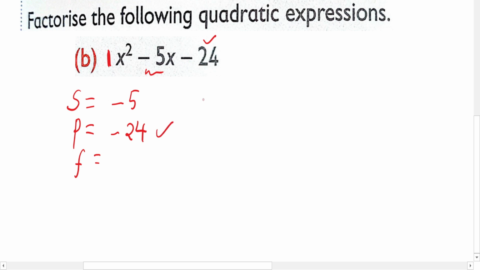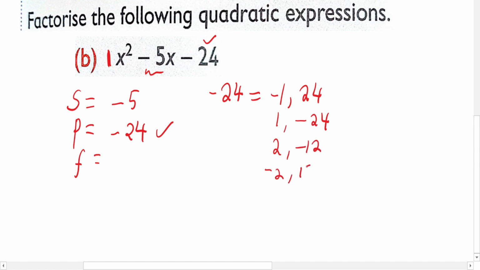Now let's find the combinations for negative 24. We have a lot of combinations. If you multiply two numbers to give you negative 24, those numbers can be negative 1 and 24, or 1 and negative 24, or 2 and negative 12, or negative 2 and 12. Let me write it on the right side: 3 and negative 8, negative 3 and 8, 6 and negative 4, and negative 6 and 4.